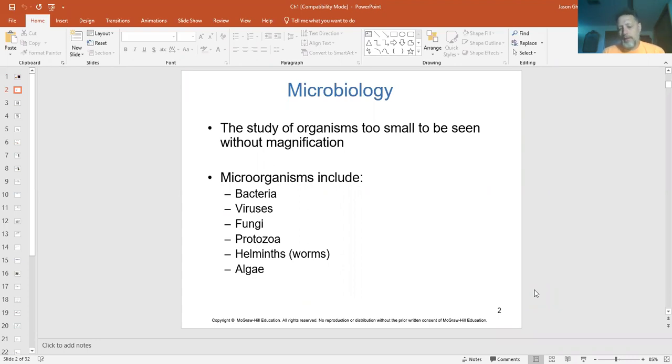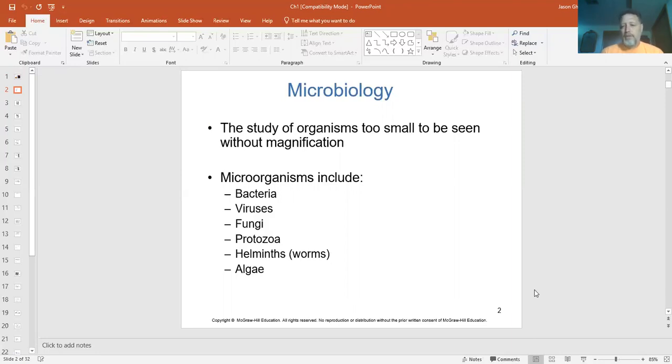Bacteria we normally think of as this. Viruses, most people would think of as microbiology. Fungi fall into this category because some fungi are single-celled organisms, so they're very small, and we throw them into this group. Protozoa are all single-celled organisms. Helminths themselves are not single-celled organisms, but we usually throw them into this group because they're small and they cause diseases.